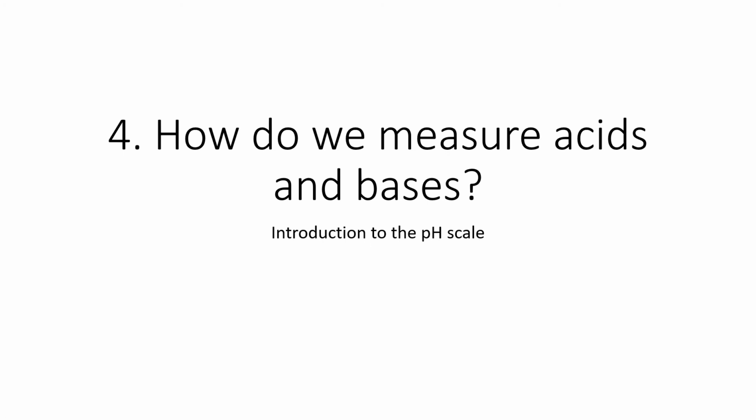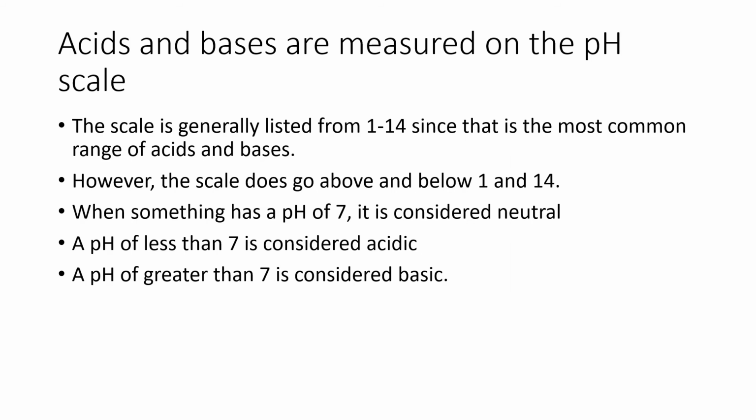This is the fourth lesson for our acids and bases. What we're going to be talking about is how we measure acids and bases. So this is kind of an introduction to the pH scale and what that is. First thing is that acids and bases are measured on a pH scale. What we generally think of as a pH scale is a number of 1 to 14. That's the most common range for acids and bases.